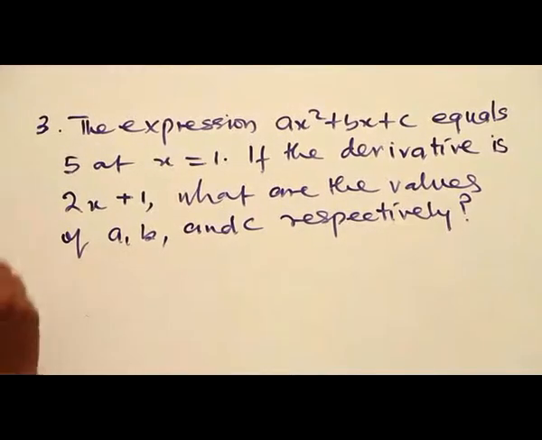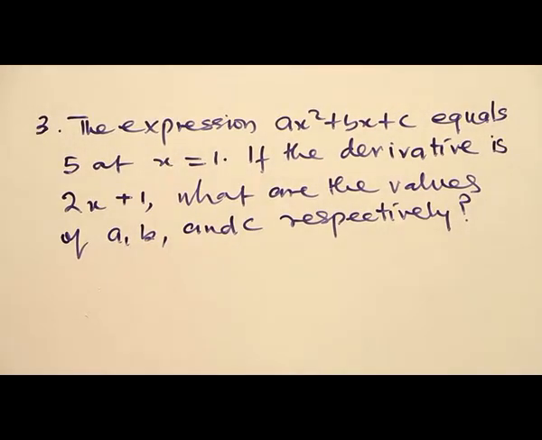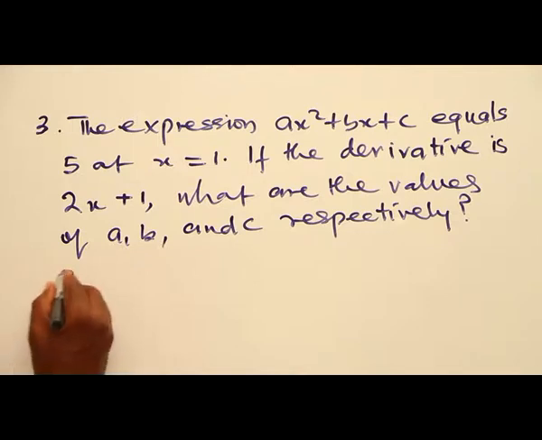Example number 3. The expression as squared plus bs plus c equals 5 at s equal to 1. If the derivative is 2s plus 1, what are the values of a, b, and c respectively? Solution.